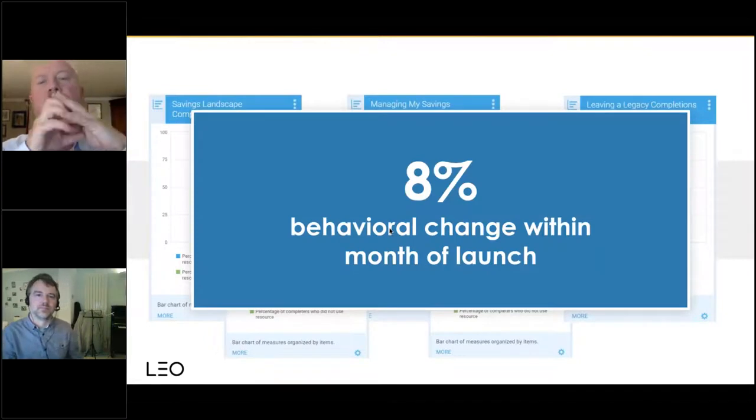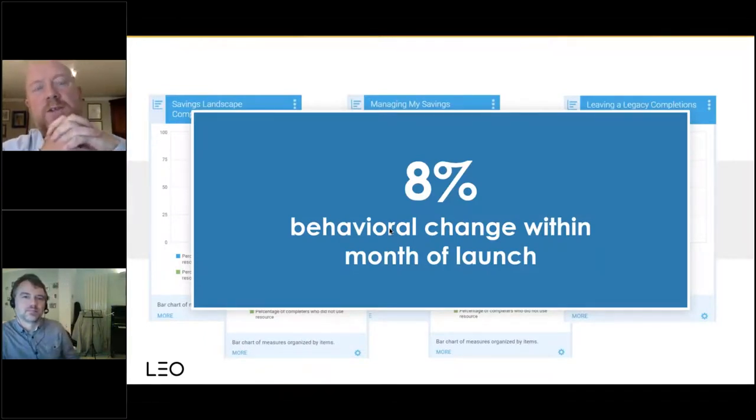But just to touch on the behavioral shift, one of the really nice things we saw was a significant shift in behaviors. Within a month of launch, 8% of the people undertaking the course had actually made changes to their own pensions and retirement provision. And so we could tell straight away that the academy was serving its purpose and reaching one of its goals.